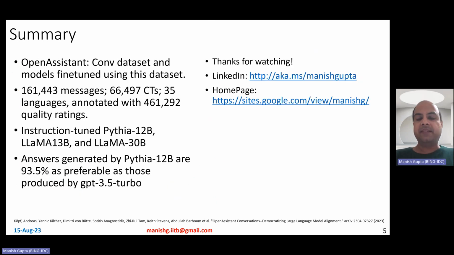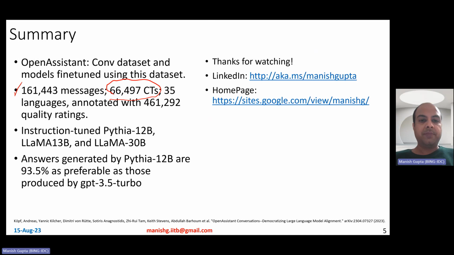Okay, so in summary, in this video, I talked about OpenAssistant, which is both a conversational data set and a bunch of models fine-tuned using this conversational data set. In the beginning, they fine-tuned Pythia 12 billion and Llama 13 billion and 30 billion models. The dataset contains 161,000 messages, 66.5 thousand conversation trees, 35 languages, and it is annotated with 461,000 quality ratings. However, around 11,000 of those conversation trees are really meaningful because they actually contain conversation threads.